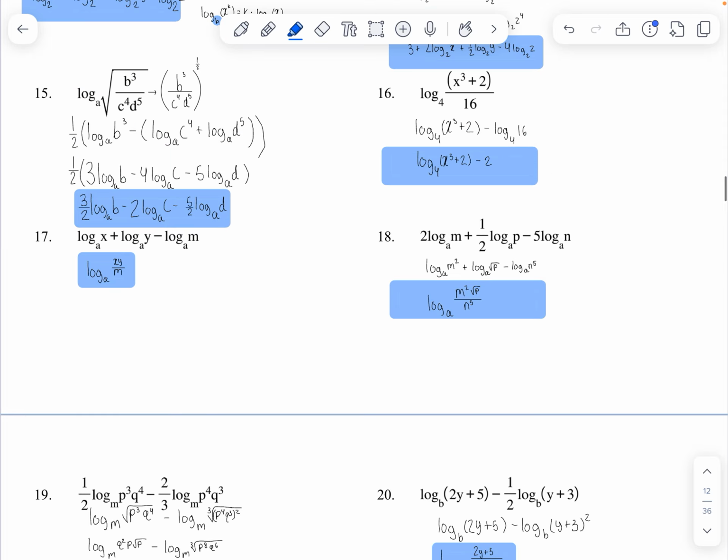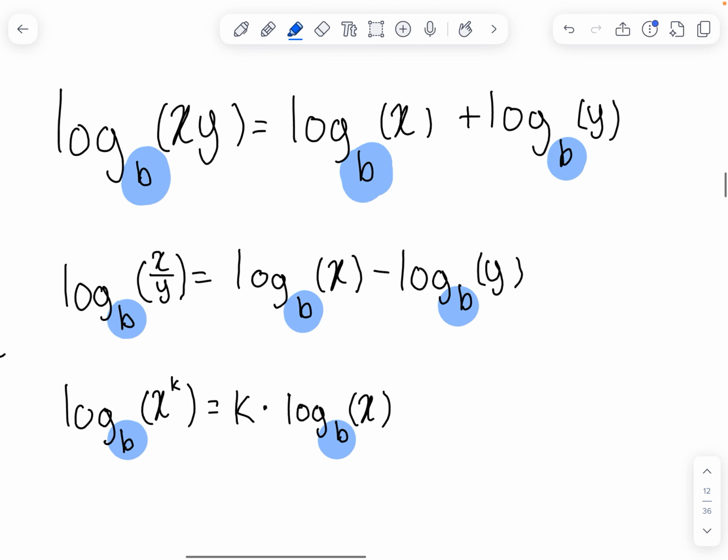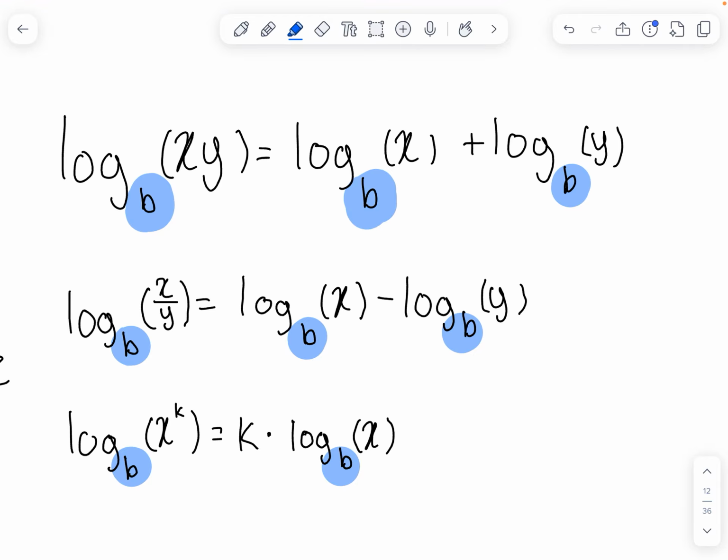Okay, and that's the last question. So to review, these are the three rules. Log base b of x times y equals log base b of x plus log base b of y. The second rule is log base b of x over y equals log base b of x minus log base b of y. And then the third, power rule, is log base b of x to the power of k, which equals k times log base b of x. And it's always important to keep the bases all the same.